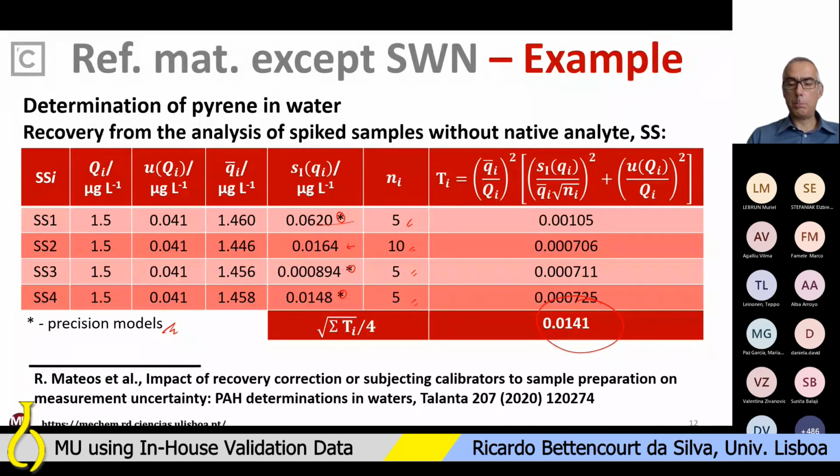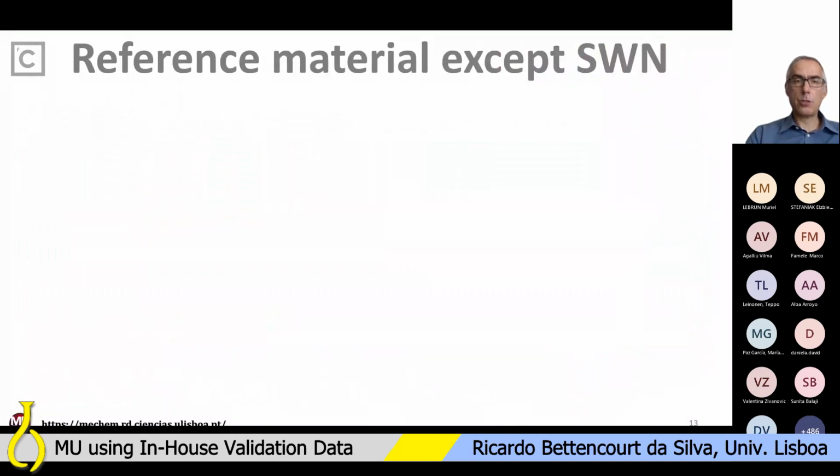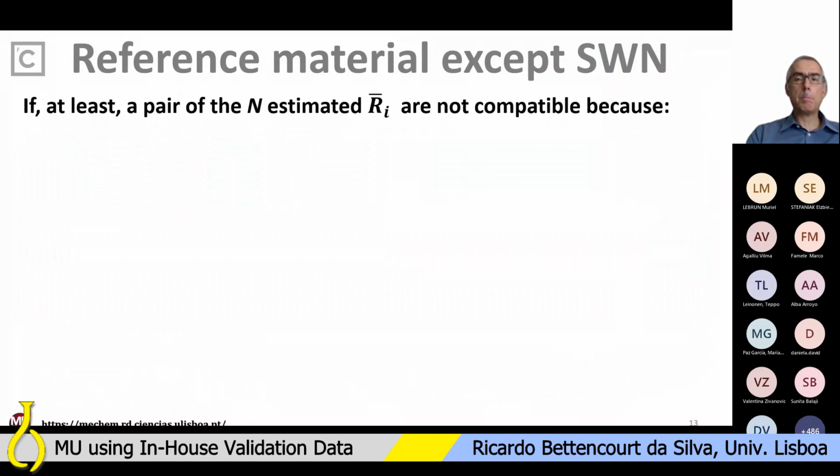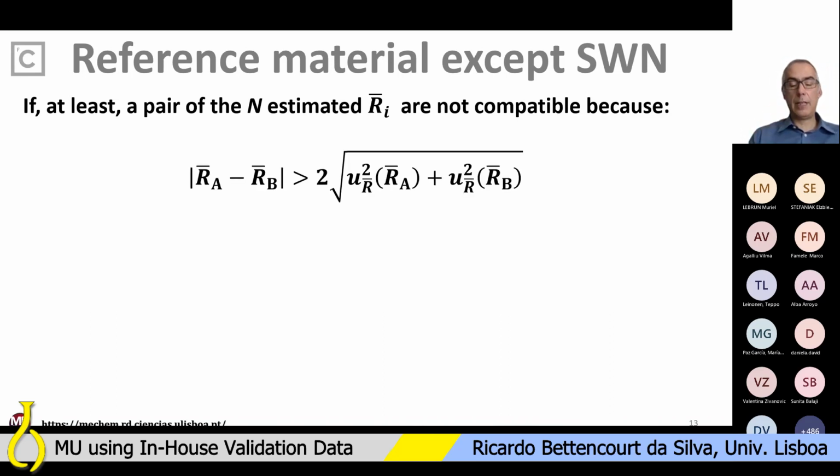Rather trivial to do. You just need to do it to understand the logic. Okay, and after calculating the overall mean recovery and the uncertainty of the mean recovery, we have to check if the mean recovery varies significantly with the matrix, the water matrix in this case, to understand if we need to add an additional uncertainty component for the impact of matrix on recovery.